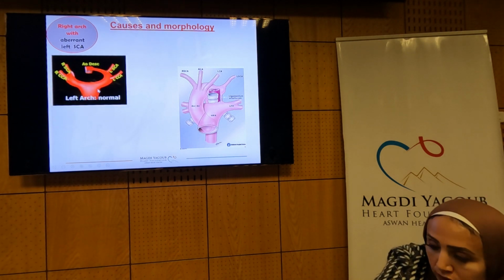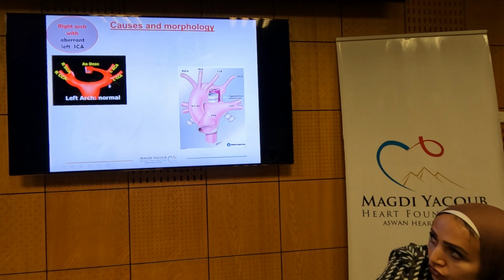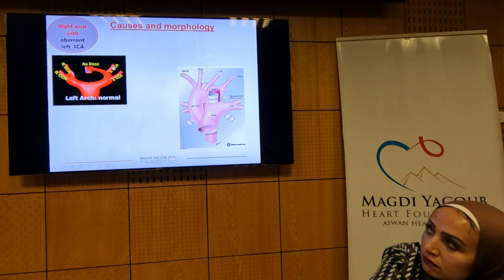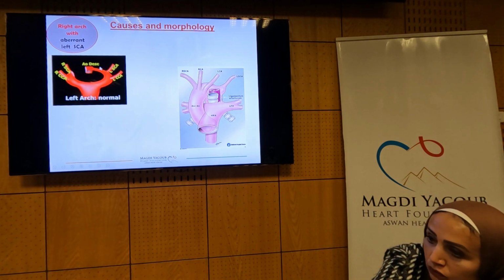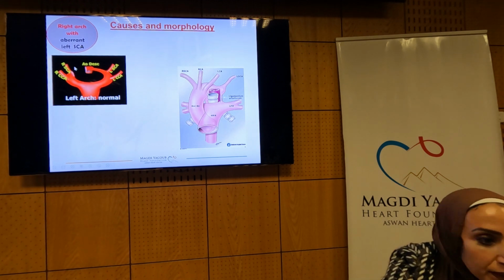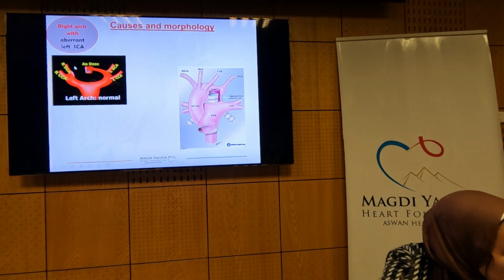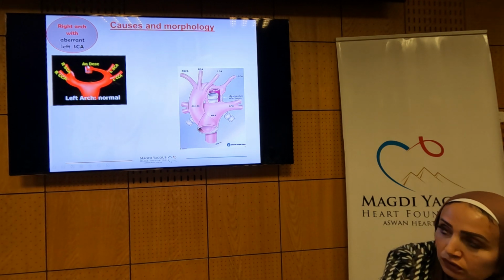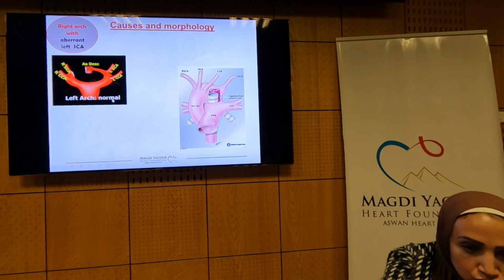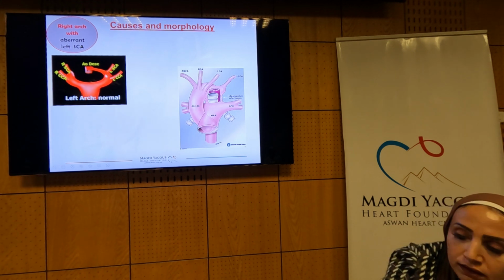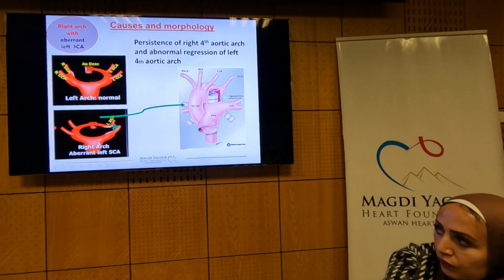This is how we expect to have a left arch with normal branching. Now we would like to have a right aortic arch and the left subclavian on the posterior side. So again, this part will return again, right? Now we have a right aortic arch, but still we have the other arch. So this connection should happen in that area, exactly like before.